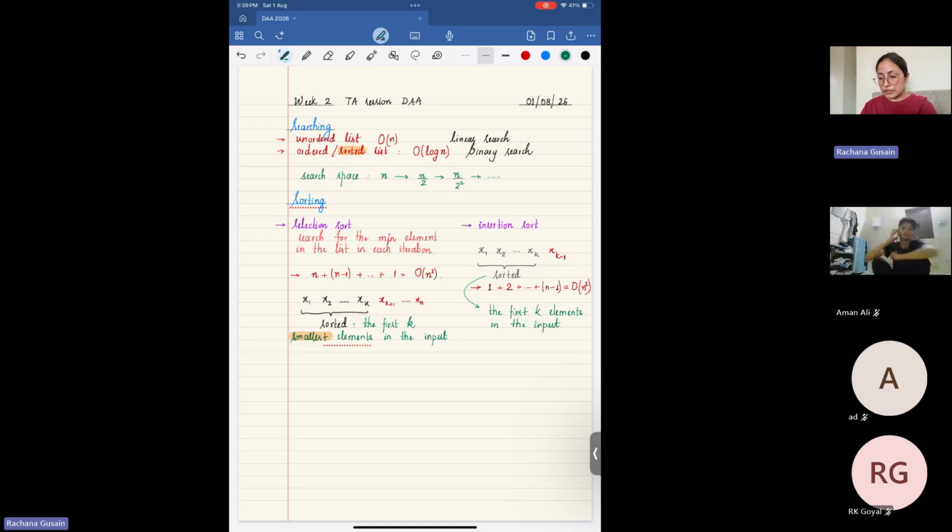Both have the worst case running time of order n square, but they differ in their approach, right? Here, every iteration you are finding the minimum element. So after k iterations, your first k elements which are sorted refer to the first k smallest elements in the entire input. In case of insertion sort, when you have performed these k iterations, the first k elements itself get sorted. Whatever is your input array given to you, you just look at the first k elements, they will be sorted. Okay.